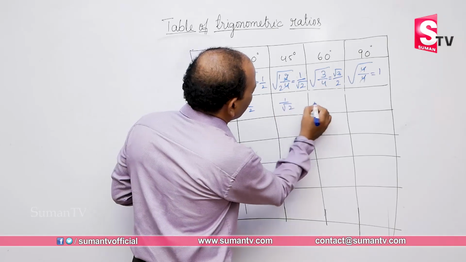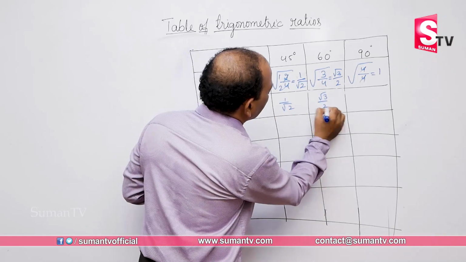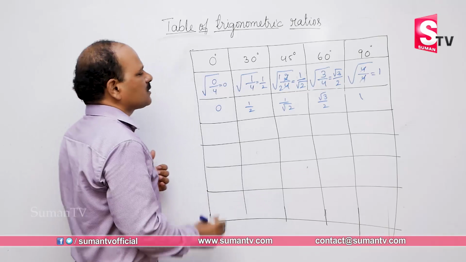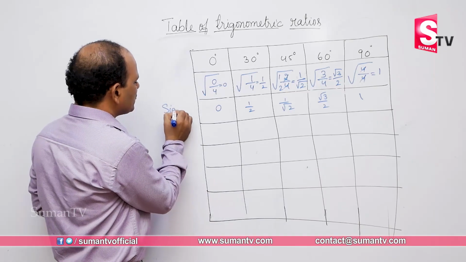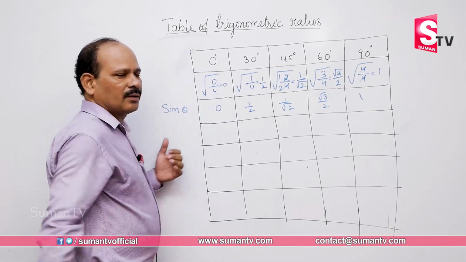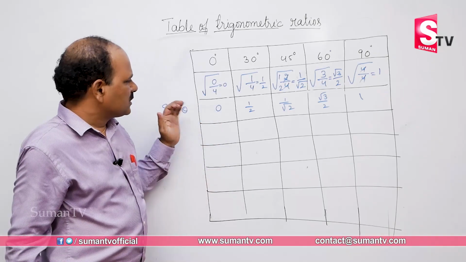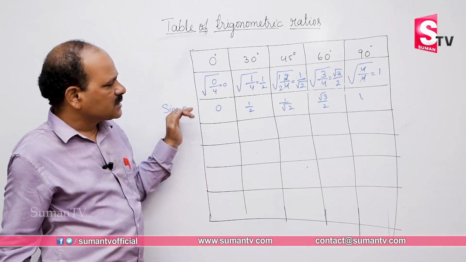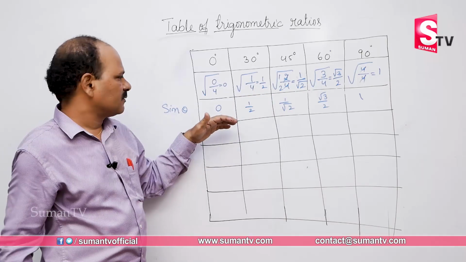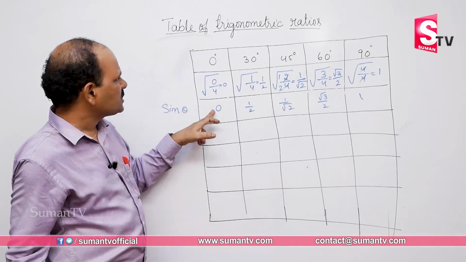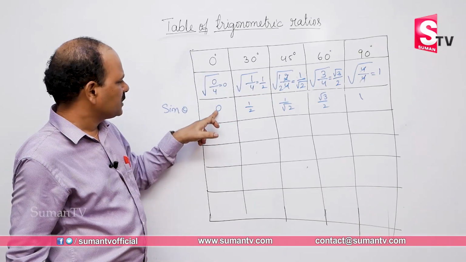1 by root 2, root 3 by 2, 1. These are all the values of sine theta. Next, by writing in the reverse order, actually sine 0 is 0.